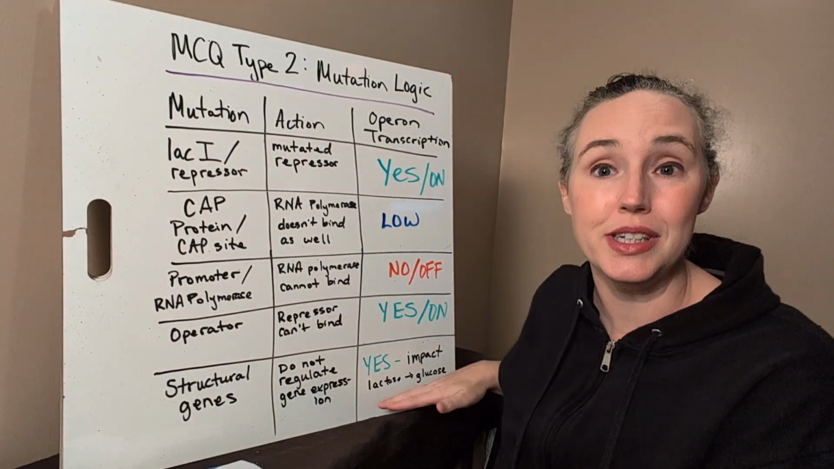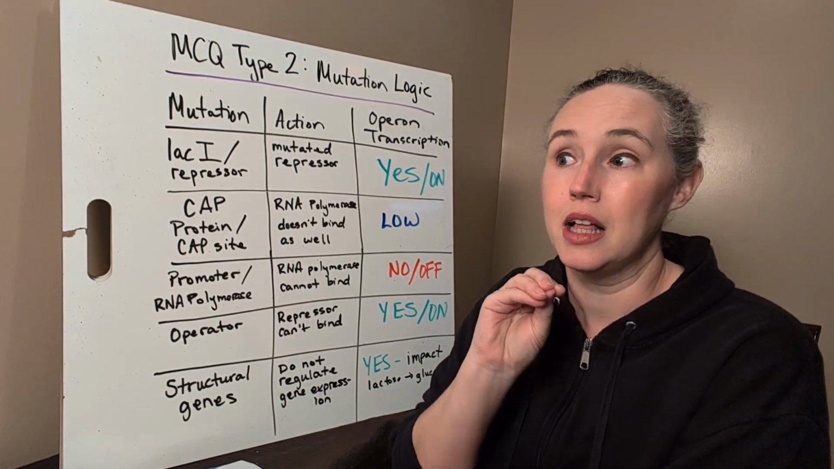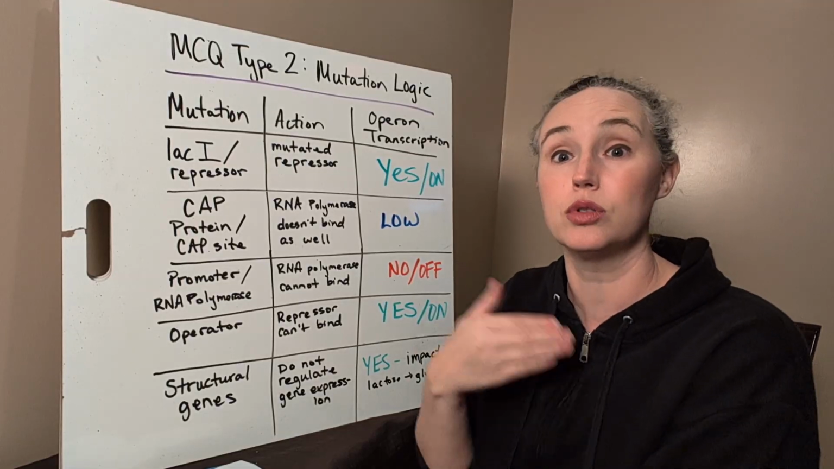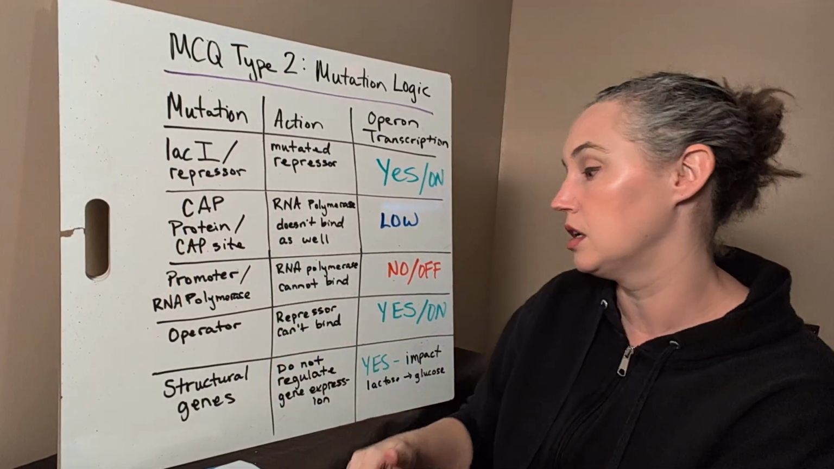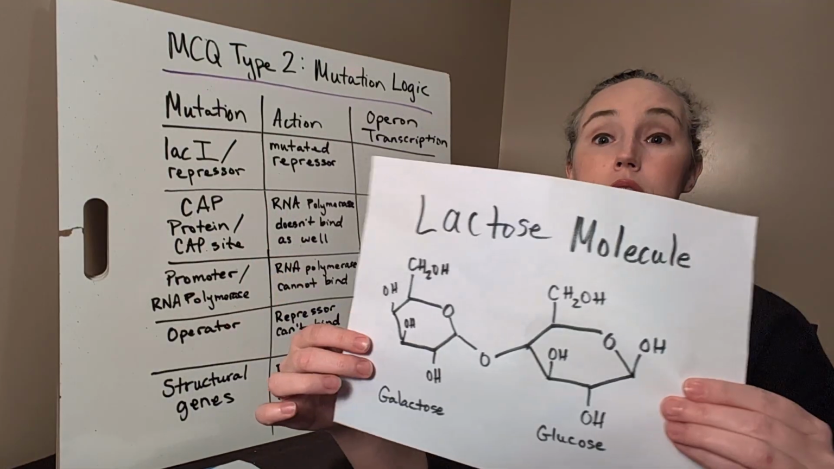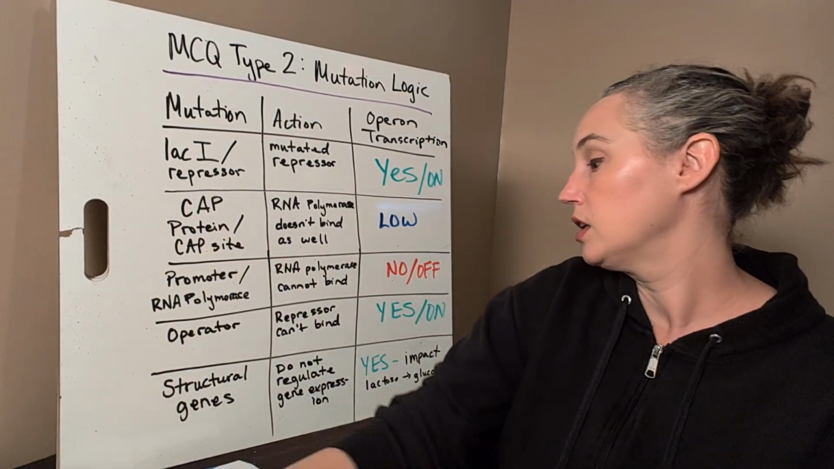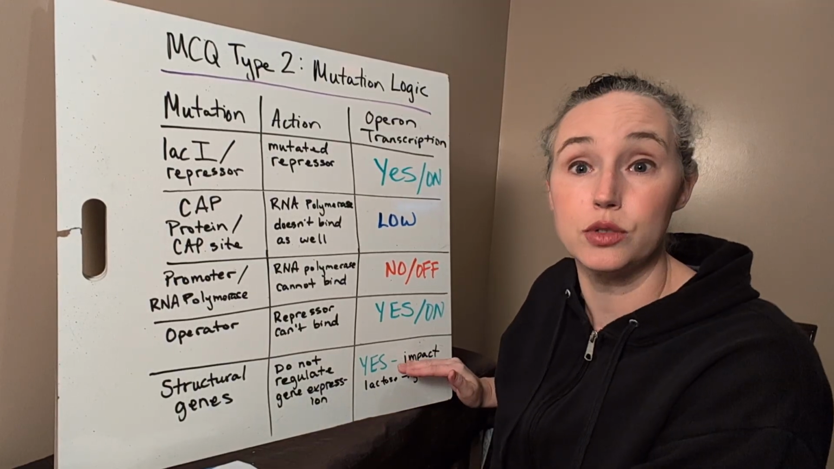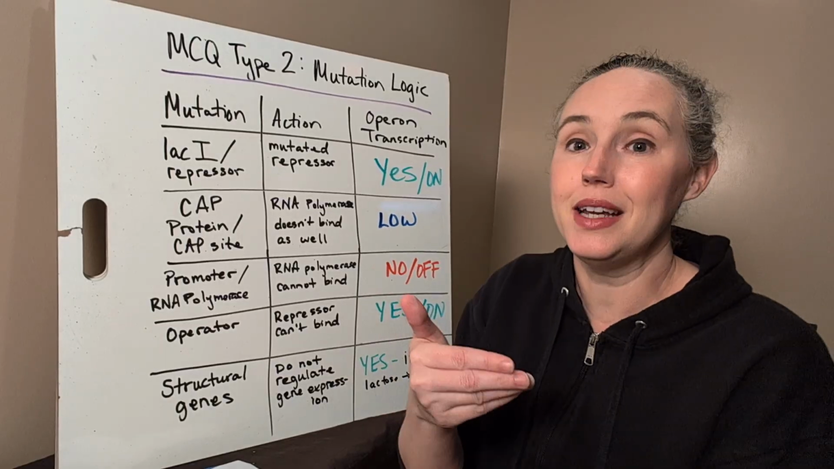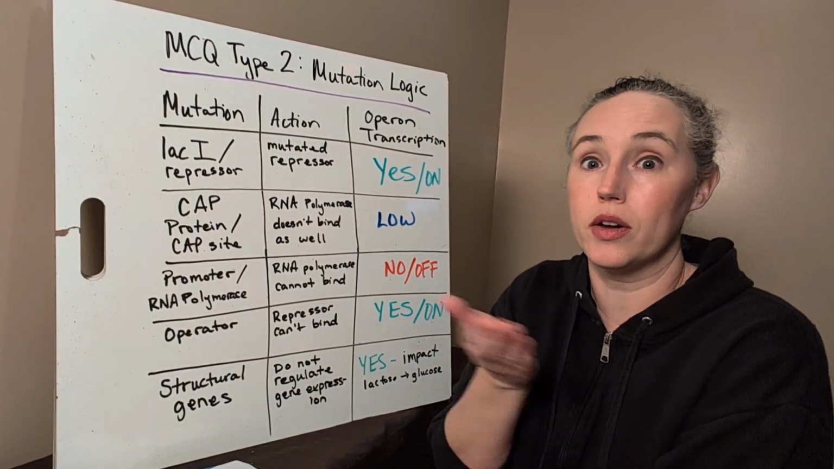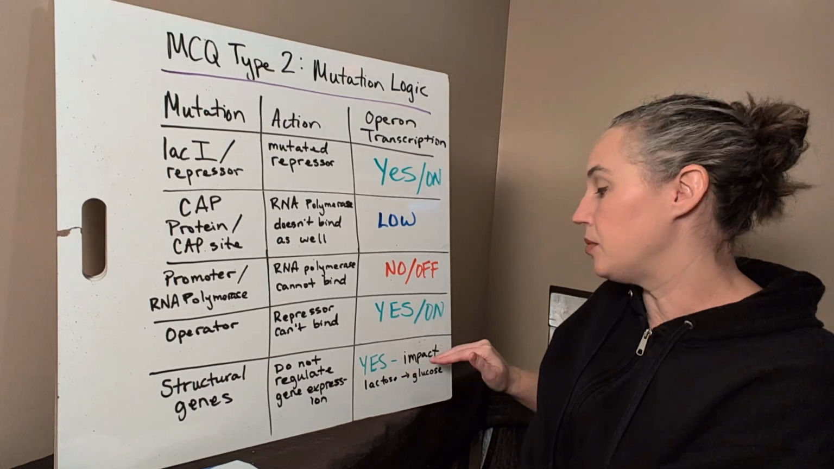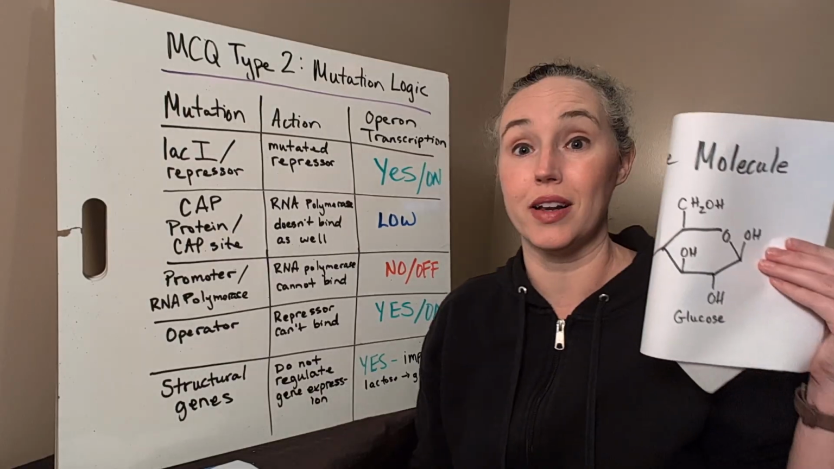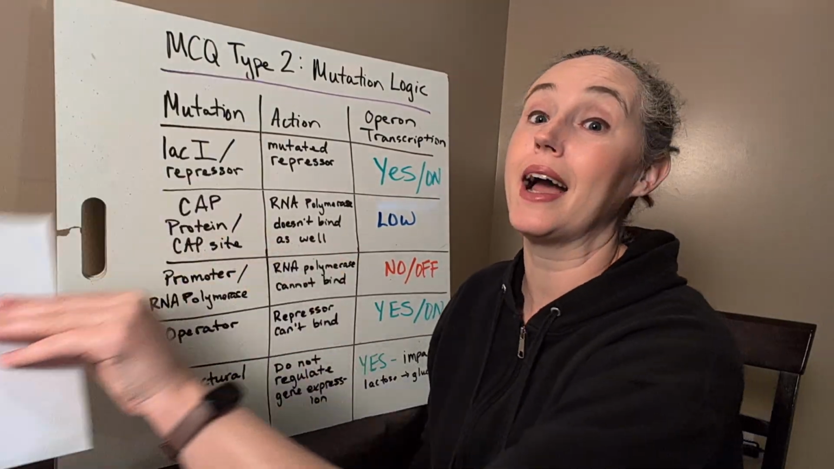Well, these genes are not involved in turning the operon off or on. Those are not regulatory genes. Those are the structural genes that will make the proteins that are in charge of turning lactose into glucose. So structural genes, since they don't regulate gene expression, you'll still get transcription. However, depending on where the mutation is happening, you may have an impact on how well, if at all, your lactose is going to be able to be converted into glucose. But it's not due to lack of transcription.